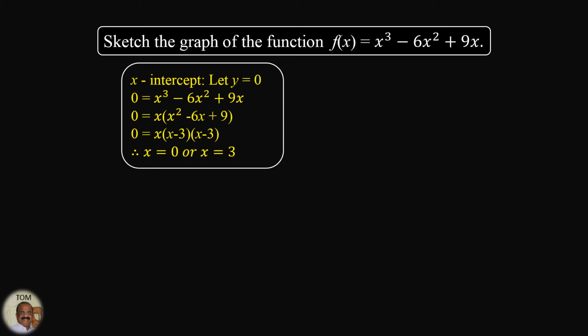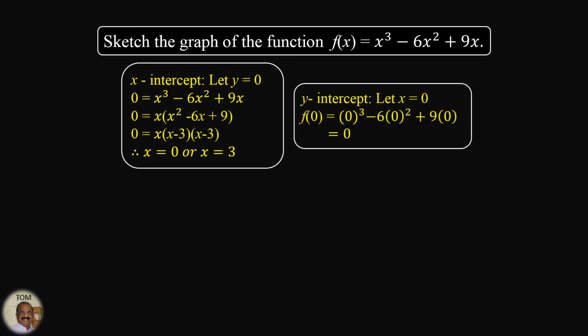Remember that. Now we move on to the y-intercept. We already know the x coordinate will be 0. So we substitute 0 for x. Then we get 0. So the y-intercept is also there now.